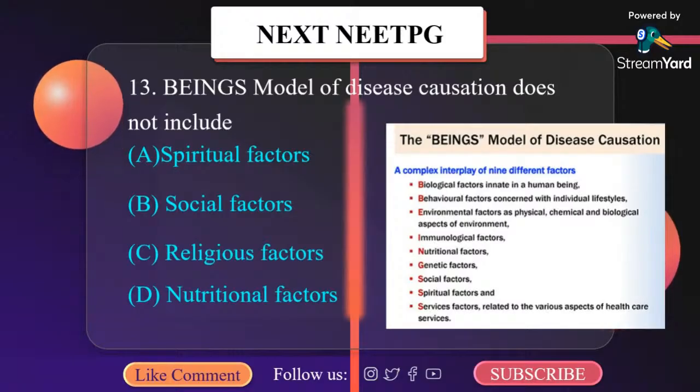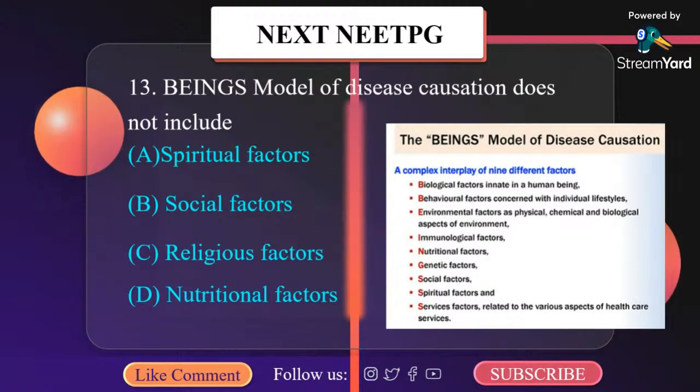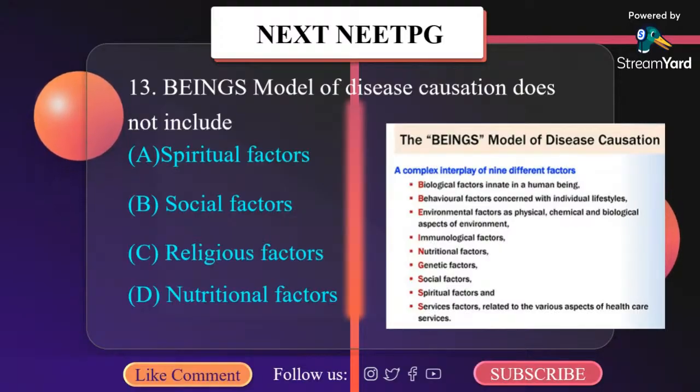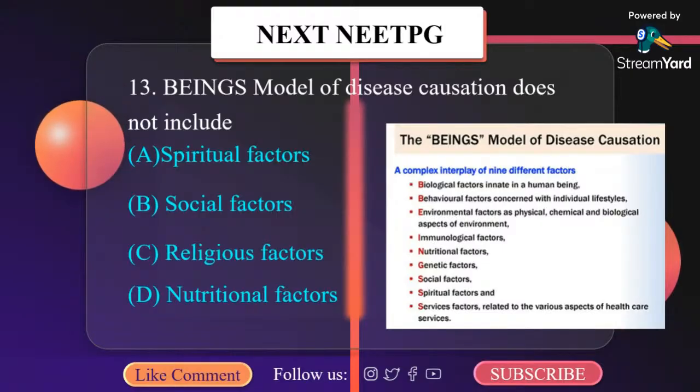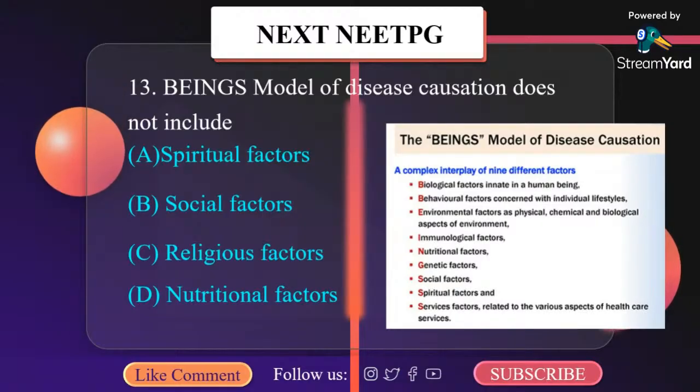Being's model of disease causation does not include. Being's model: B for biological factors innate in human being, B for behavioral factors concerned with individual lifestyles, E for environmental factors, I for immunological factors, N for nutritional factors, G for genetic factors, S for social factors, S for spiritual factors, and S for service factors. So there is nothing regarding religious factors. So the correct answer here is C, religious.